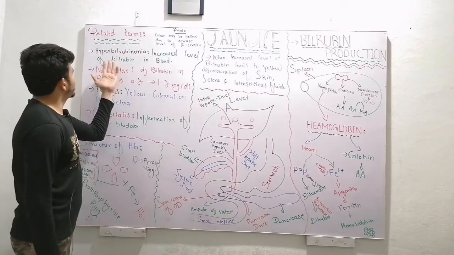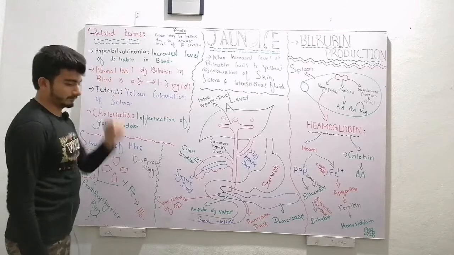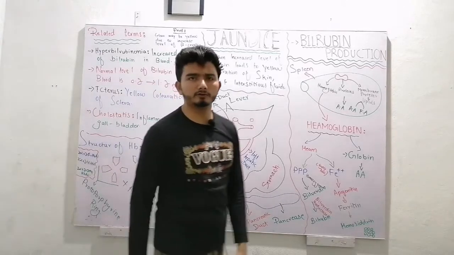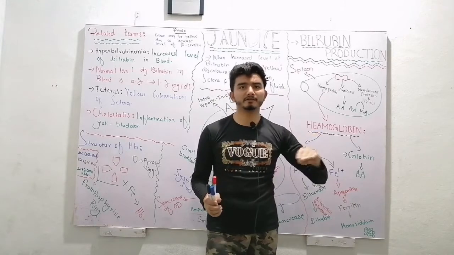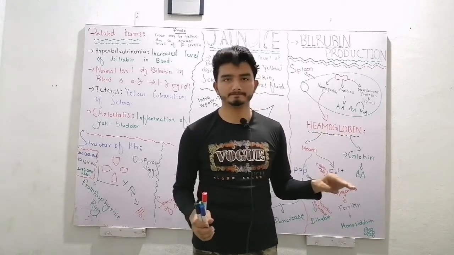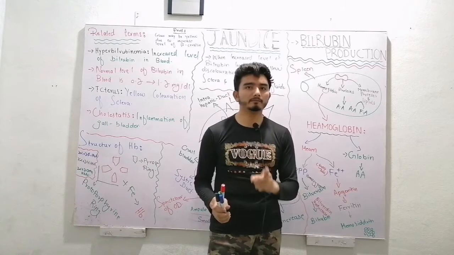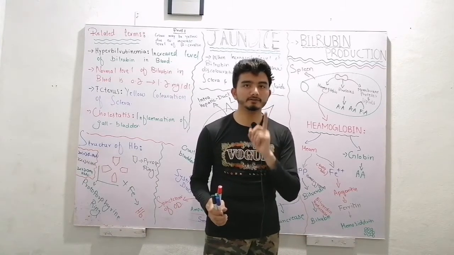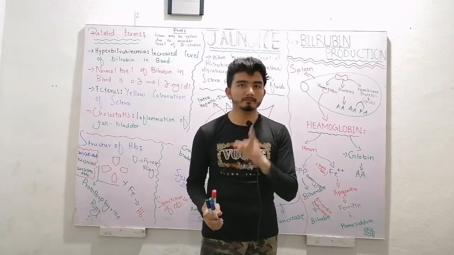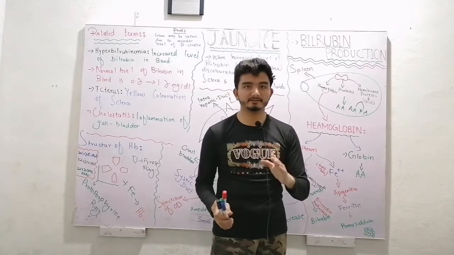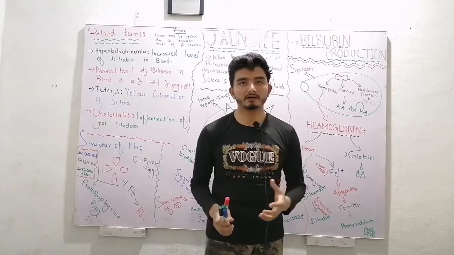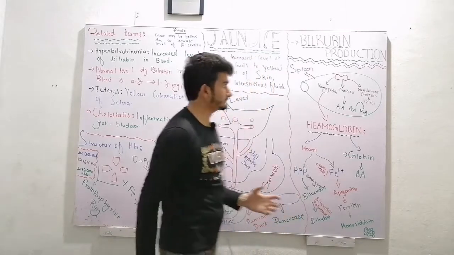The first one is hyperbilirubinemia. What is hyperbilirubinemia? It is when the level of bilirubin in the blood rises above the normal level. You know what the normal level of bilirubin in the blood is? That is 0.2 to 1.2 milligram per deciliter. So when the level rises above this, that is called hyperbilirubinemia.